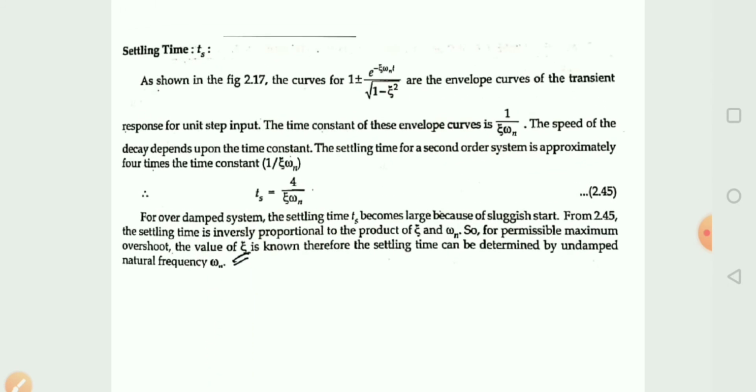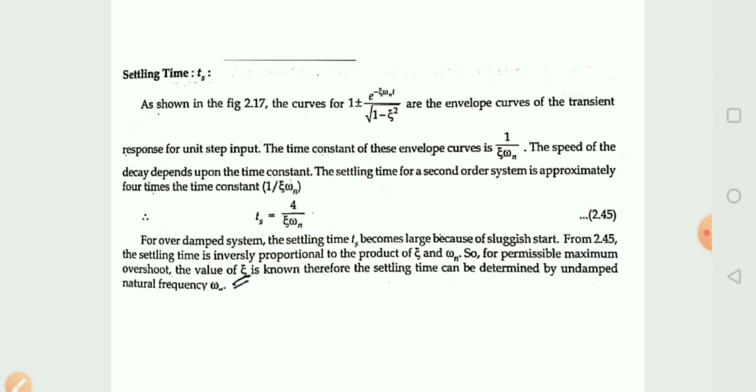Next is settling time. Settling time is the time taken for the output to reach and remain within the tolerance band. It means 2% to 5% of its final value.